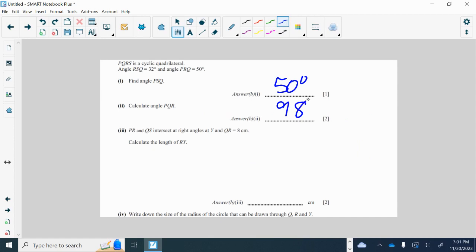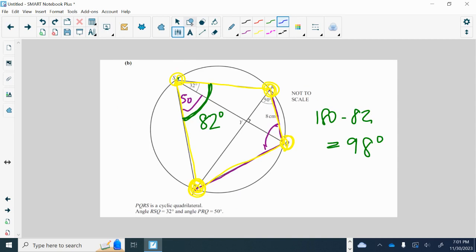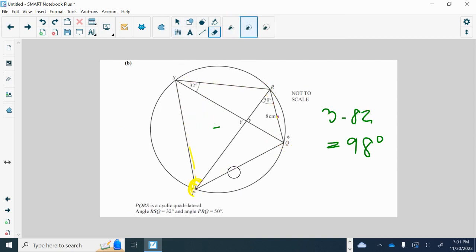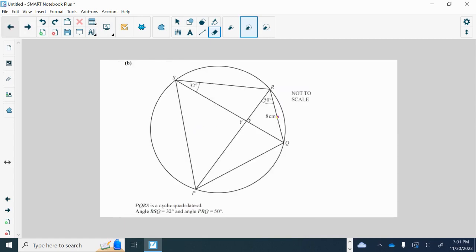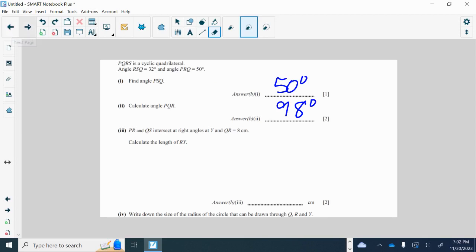So, yeah. Right, PR and QS intersect at right angles at Y, and QR equals 8. Calculate the... let's annotate all this. So I'm sure we've got some useful information here already. I'm just going to rub it all out. Okay, so what is it again? PR and QS intersect at right angles at Y. Do they now? PR. Calculate the length of RY.